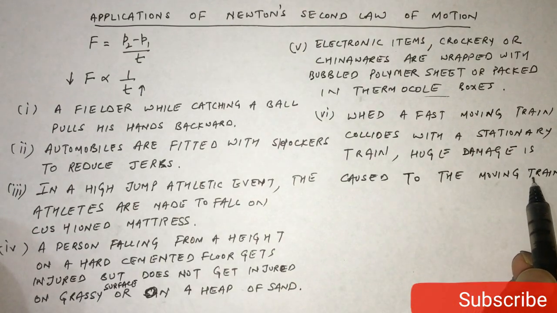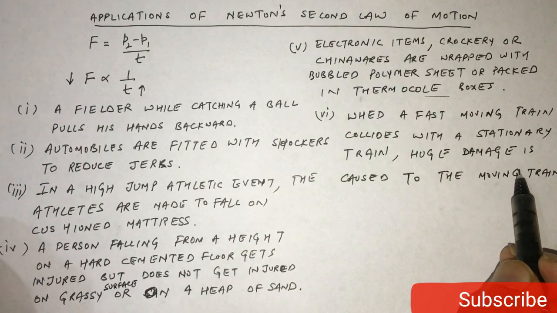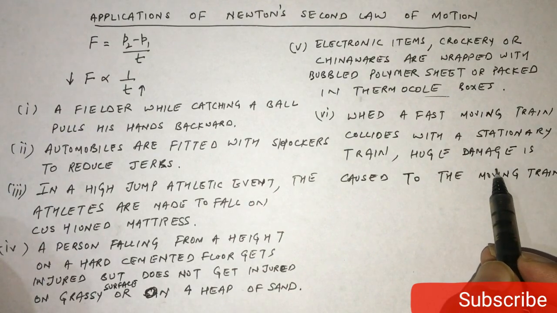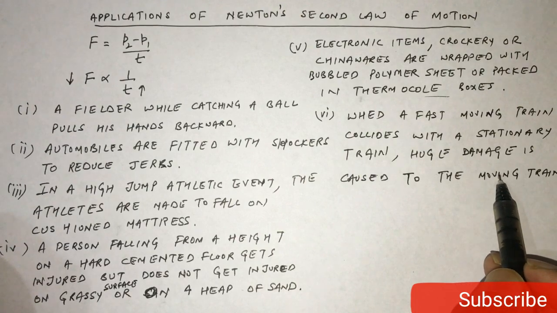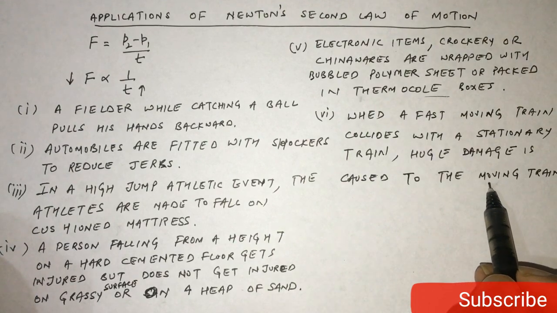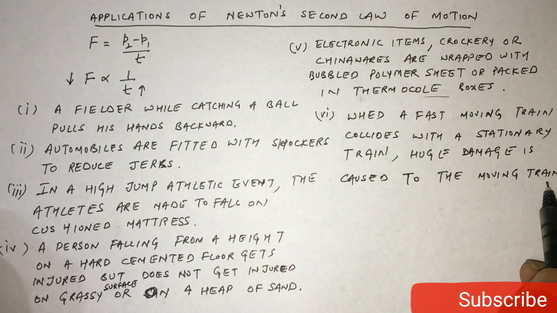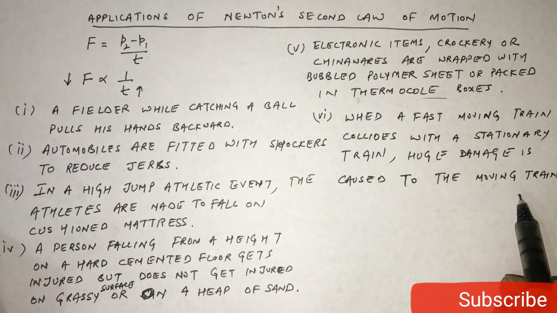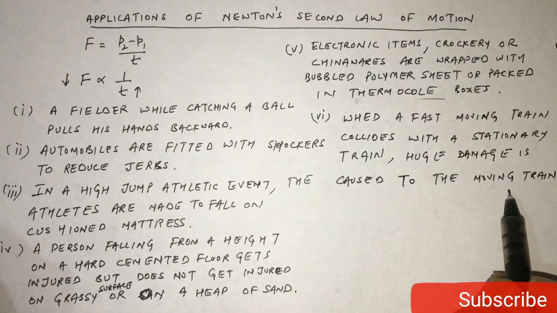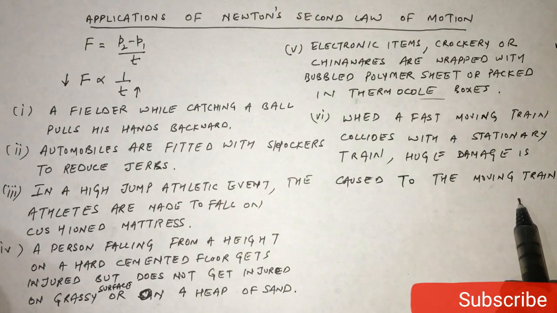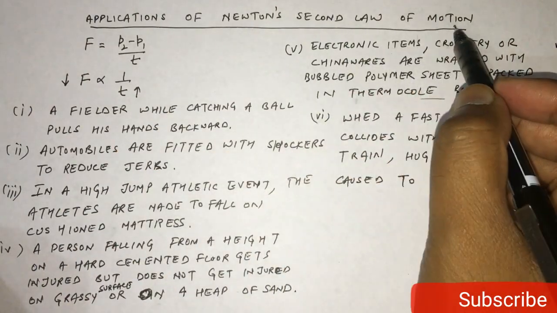As the result of collision, the moving train suddenly comes to rest and the rate of change of momentum of the moving train is extremely large. As the result of this, the force of impact on the moving train is extremely large, which causes huge damage to the moving train. Clear? These are some applications of Newton's second law of motion.